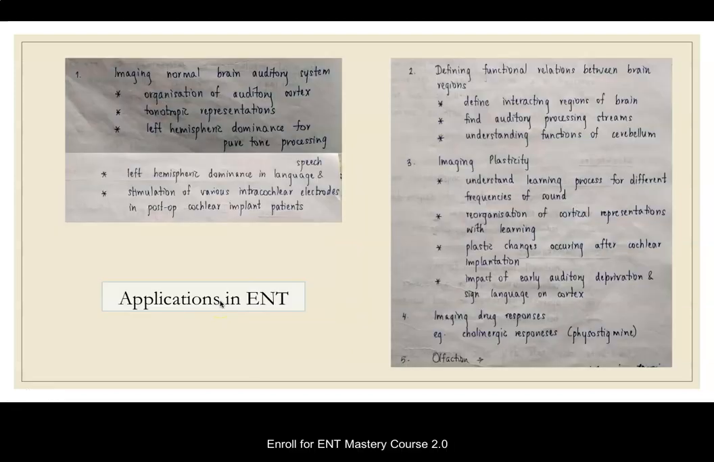When we move to applications in ear, nose, throat, you have 5 important applications. First, it images normal brain auditory system. Second, it defines functional relations between brain regions. Third, it images plasticity. Fourth, it images drug responses. And fifth, it images normal brain olfactory system.